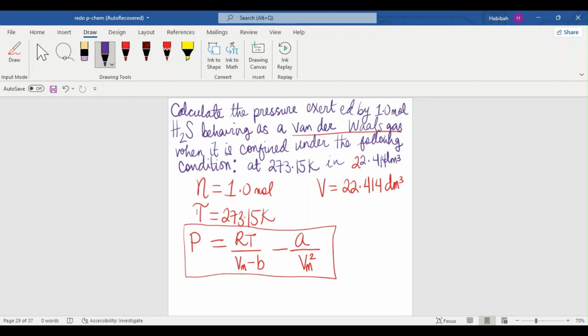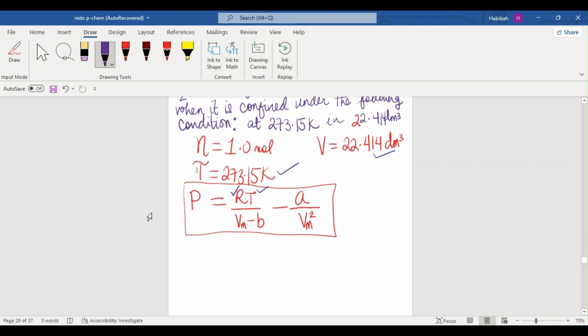So the first thing to note is that we know the gas constant R because it's a constant, so it has a known value. We know the temperature because it's given in the question. We know the volume, but we're told to determine the molar volume here. When you're given volume and asked for molar volume, the molar volume is simply the volume divided by the number of moles.